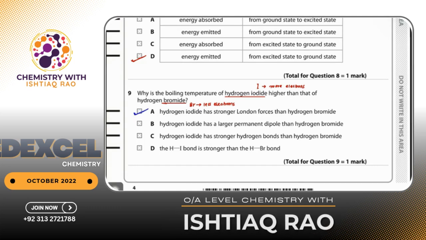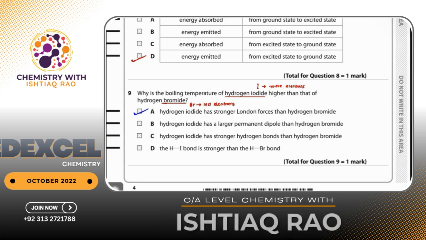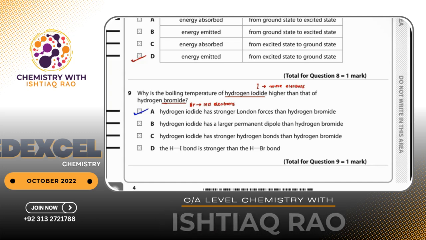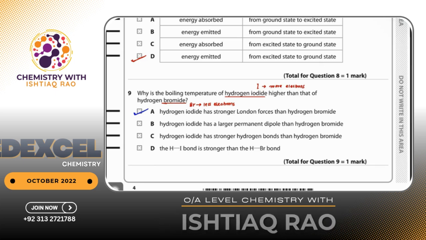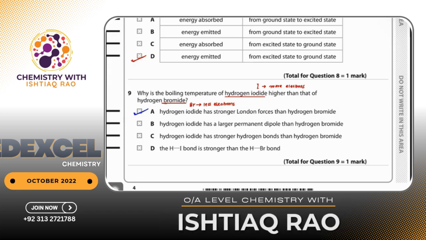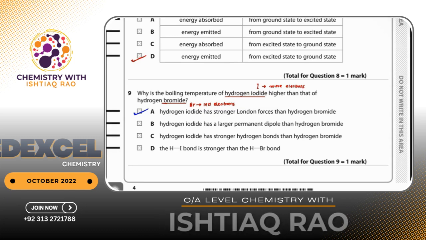Sir, why not B? Why not, hydrogen iodide has a larger permanent dipole than hydrogen bromide? It doesn't, since electronegativity decreases down the group. If the electronegativity decreases, the permanent dipole becomes weaker, not stronger. Okay.